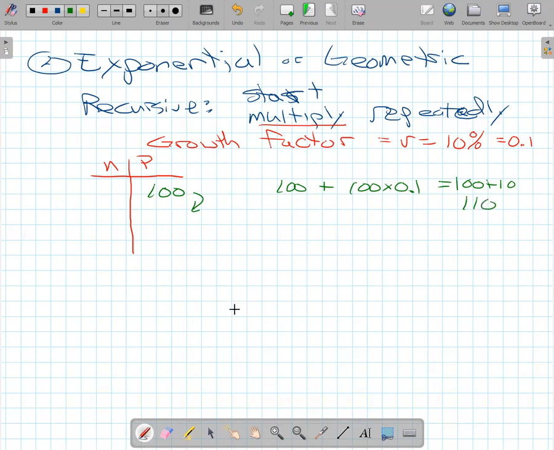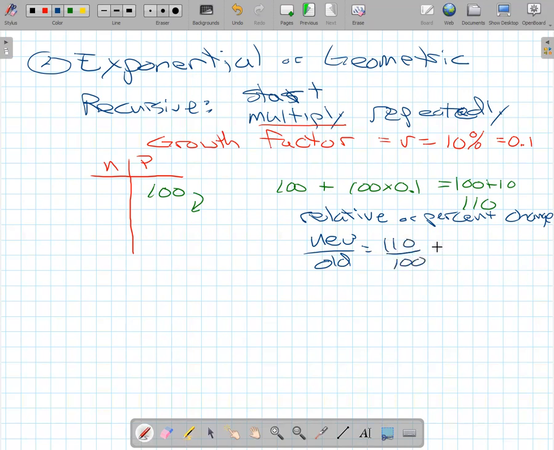We looked at in the problem solving section, taking a new amount and dividing by the old amount. So my new amount is the 110. If I think about relative or percent change, if I take the new amount and divide by the old amount, in this case 110 divided by 100, that's going to give me 1.1, which is 110%. That's the way I can think about that.